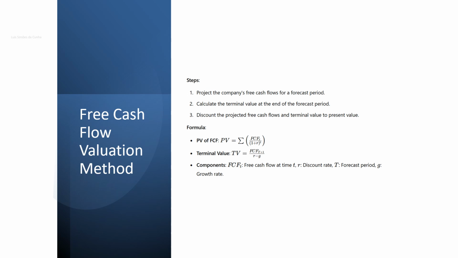The free cash flow valuation method involves three main steps. First, project the company's free cash flows for a forecast period. Next, calculate the terminal value at the end of the forecast period. Finally, discount the projected free cash flows and terminal value to present value.